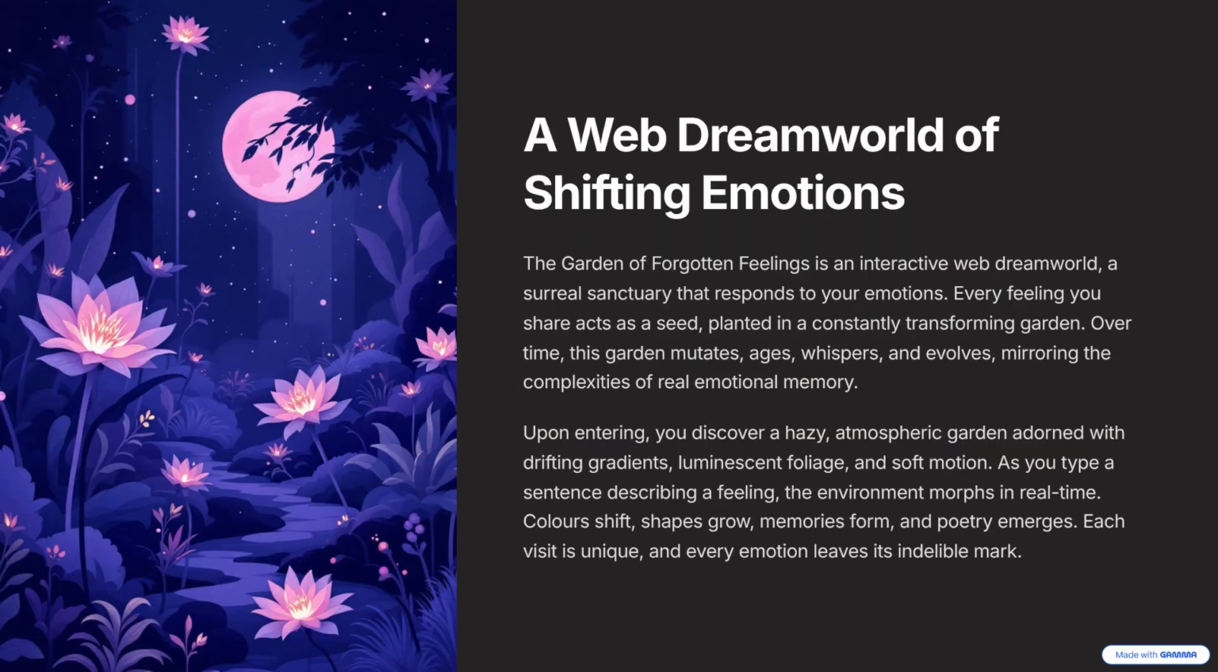The Garden of Forgotten Feelings is an interactive web dream world that reacts to the user's emotions through text. Every feeling the user shares becomes a seed planted in a surreal, shifting garden. Over time, this garden remembers those emotions, lets them mutate, allows them to age, whispers back, and transforms, just like real emotional memory.